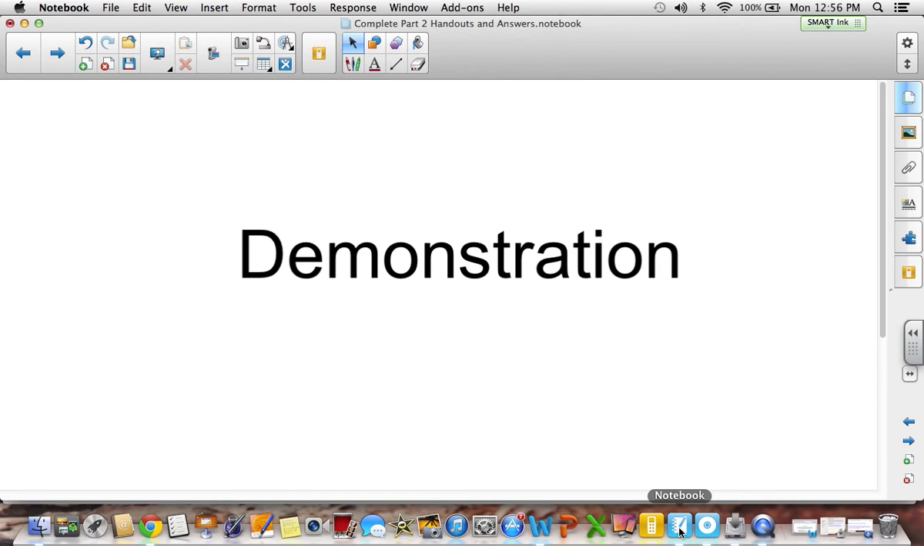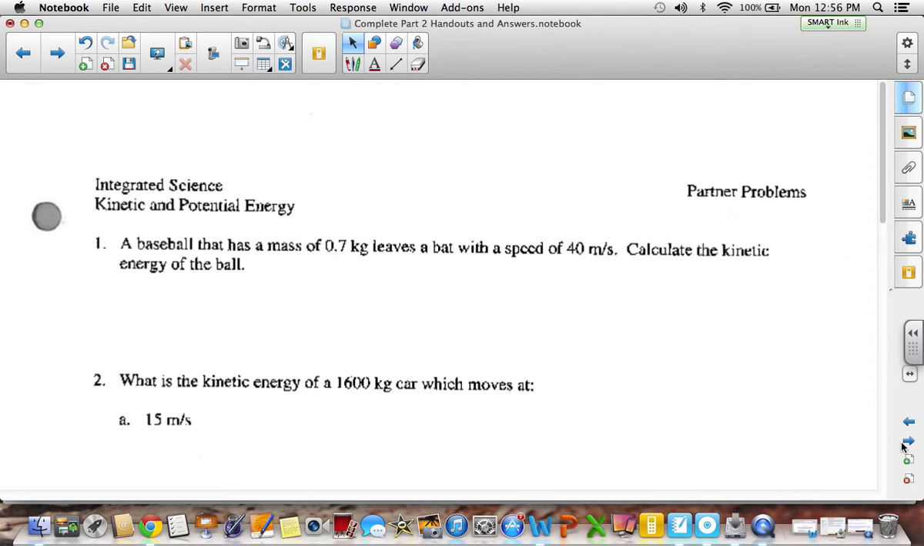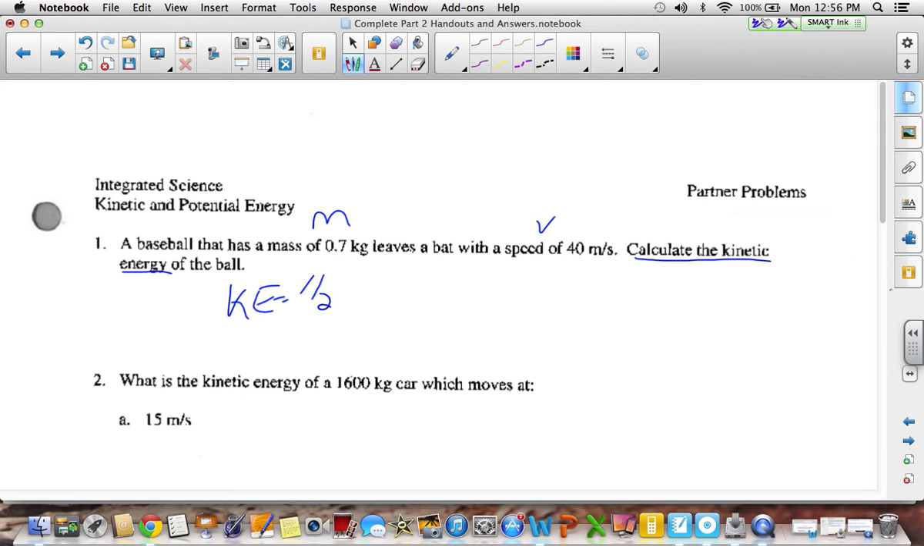Great. So now let's go back to this and take a look at some of the problems. What you'll find is that hopefully these are straightforward. Just take a look at number 1. Calculate the kinetic energy of the ball. Here's a mass, here's a velocity. So we've got kinetic energy equals 1/2 mass velocity squared. So we end up with 0.5 times 0.7 times 40 squared. Do the 40 squared first in your order of operations and then multiply everything out after that, and you'll end up with 560 joules.